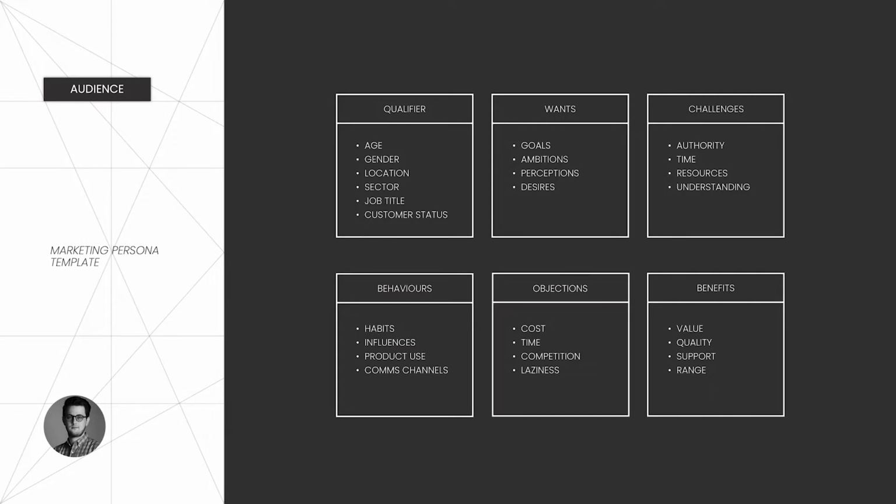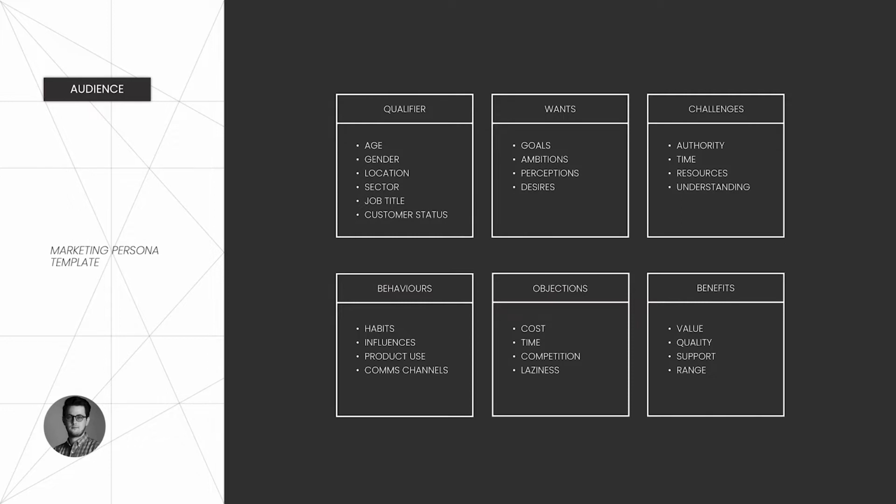Then we look at behaviors. So what are their habits? Who do they influence and who influences them? What kind of products do they use and what communication channels do they use? And hopefully you can see that as we start to add this information in, we are starting to get a broader, more thorough understanding of our audience and potentially lines of communication that we can use and the kind of messages that we can use.